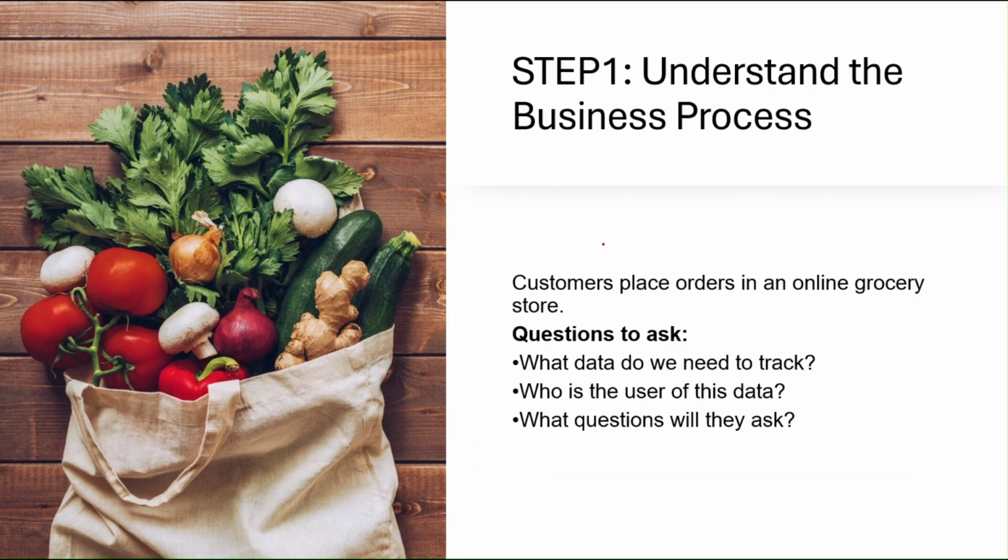Step 1, understand the business process. It is really important for you to understand what your business is. For example, a customer places an order in an online grocery store. What kind of questions do we ask? What do we need to track? Who is the user of this data, whether a customer or a wholesaler, and what questions will they ask us? So it's really important to understand the business before diving deep into the dimensional model.